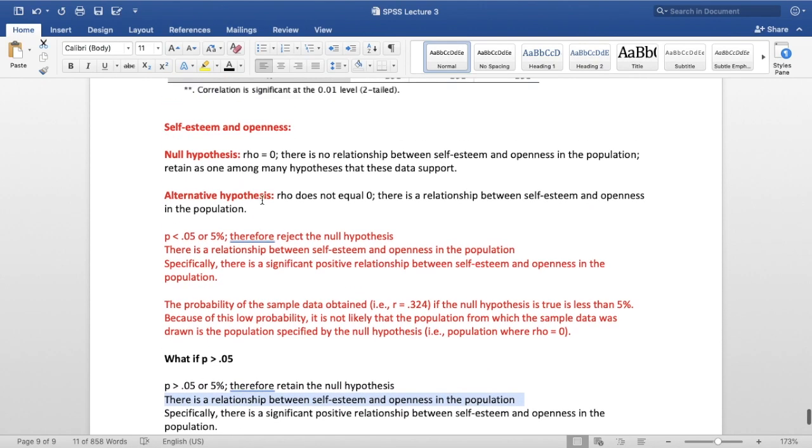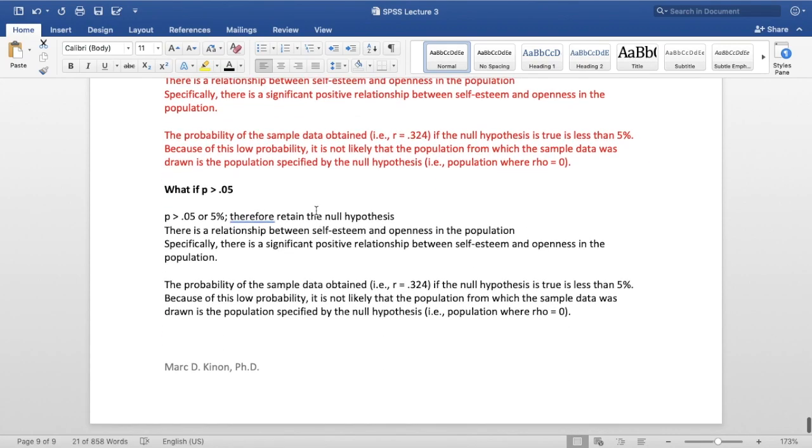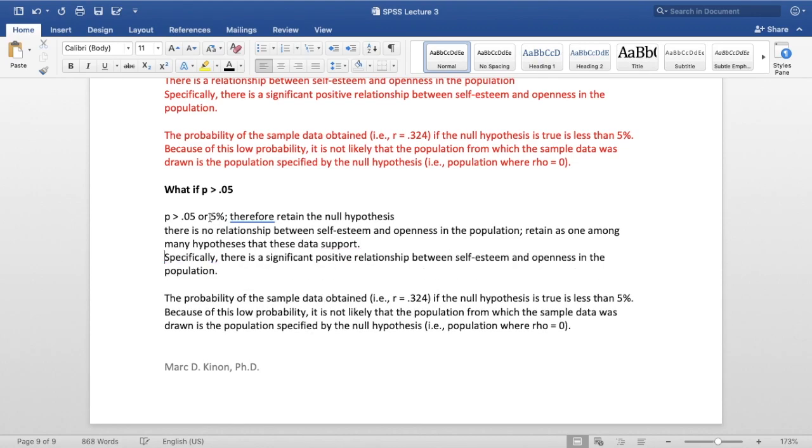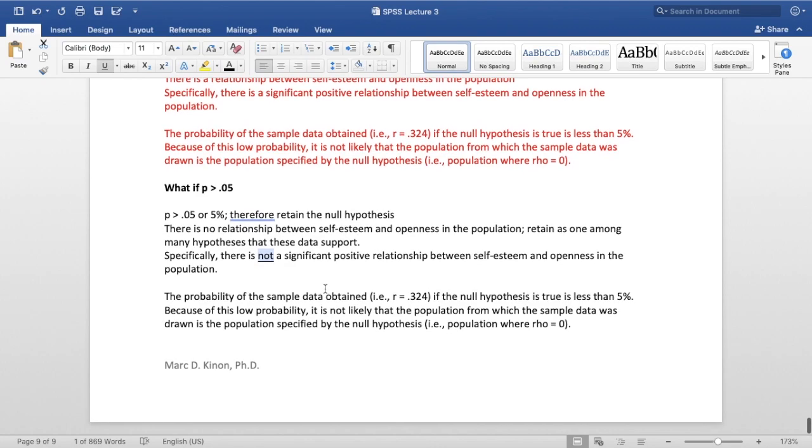We would retain the null hypothesis, therefore we would interpret the null hypothesis. So we would say there is no relationship between self-esteem and openness in the population. Retain is one among many hypotheses that these data support. Specifically, there is not, and that's key, not a significant positive relationship between self-esteem and openness in the population.